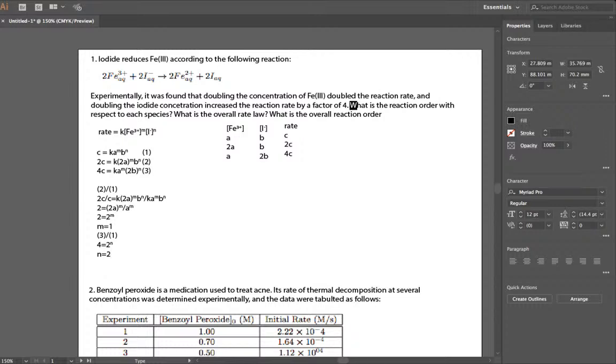What is the reaction order with each species? Let's go ahead and write that down.